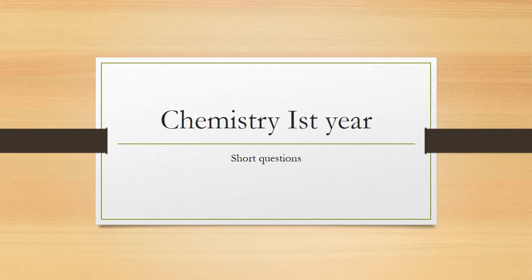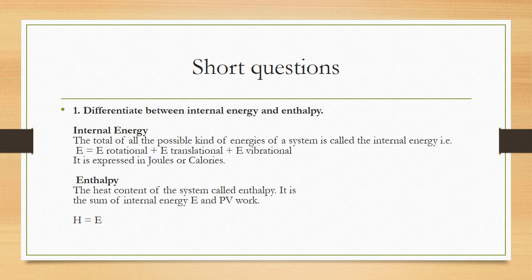The chapter number is 7. These are the short questions from chapter 7. This chapter is thermochemistry, where heat related topics are there. For example, according to the smart syllabus, enthalpy is included in this chapter, internal energy is included, work done is included, and the first law of thermodynamics is included.